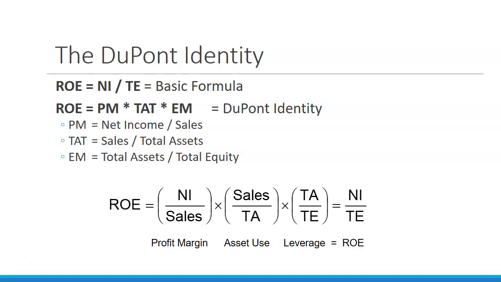If we take the profit margin times the total asset turnover times our equity multiplier, that gives us the return on investment. So we have the profit margin, which is net income divided by sales, total asset turnover, which is sales divided by total assets, and then our equity multiplier, which is total assets divided by total equity. We take each one of those items times each other. It's another way to calculate return on investment.